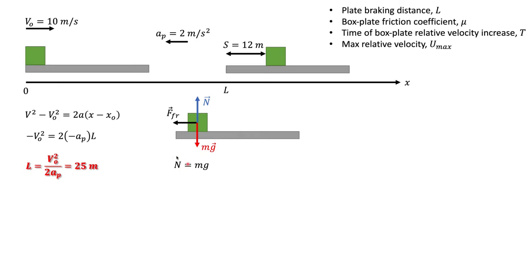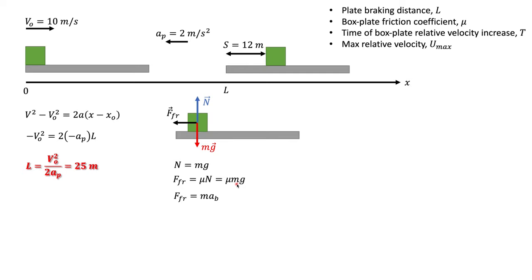N is the magnitude of normal force, m is the mass of the box, and g is gravitational acceleration. On the other hand, we know that horizontally we have only friction force, and that friction force in magnitude should be mu, the coefficient of friction that we need to find, times the magnitude of the normal force, which is mg. On the other hand, from Newton's second law, we know that forces should be equal to mass times acceleration.